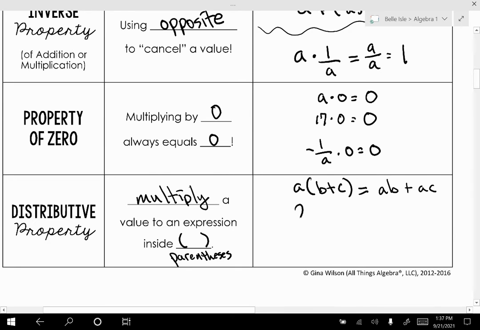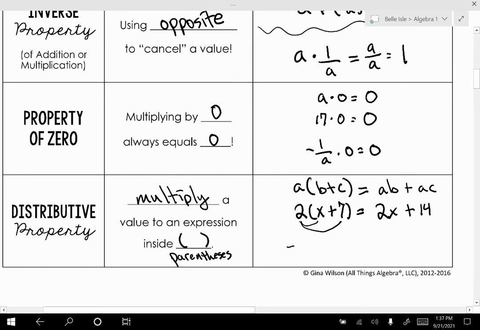So if we were using some integers and variables, let's say you've got 2 times x plus 7. You're going to take the 2, multiply it by the x, that gives you 2x. You're going to take the 2, multiply it by the 7, that gives you 2 times 7, which is 14.